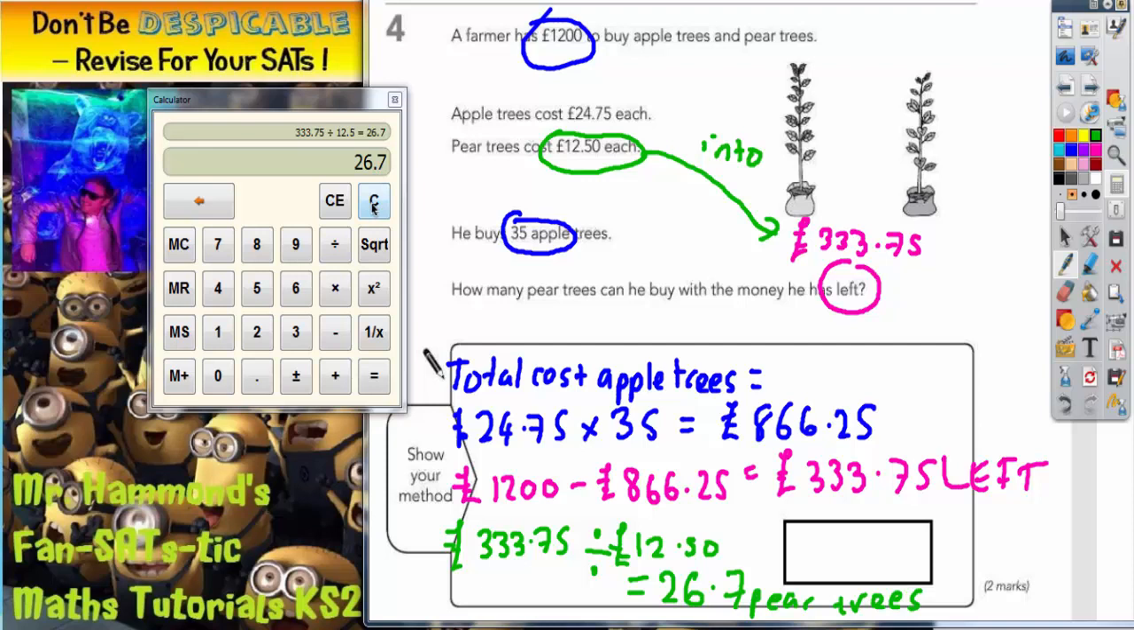Now this is where we need to use a little bit of common sense. You can't actually get 26.7 pear trees because 0.7 of a pear tree doesn't make sense. So you can only get a whole number of pear trees. Now, he doesn't actually have enough money to get 27 pear trees, so although this is closer to 27 and normally we would round up to 27, he hasn't got enough money for 27. So he can actually only buy 26 whole pear trees. So the answer we've got to put in this answer space is 26.